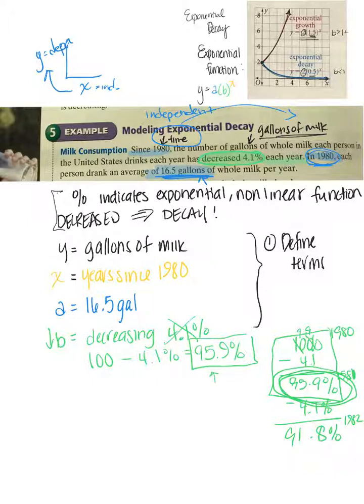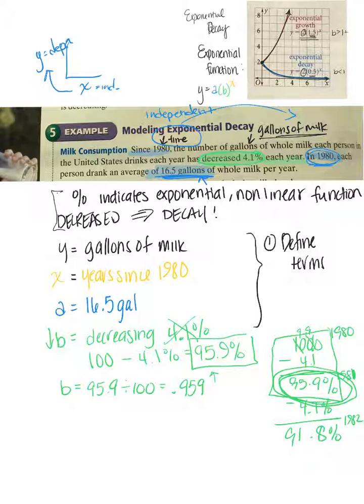Now remember, whenever I plug B in, I've got to turn it into a decimal. 95.9% divided by 100. And what do you get? Well, hopefully you got 0.959. This is the number I use to write my equation.